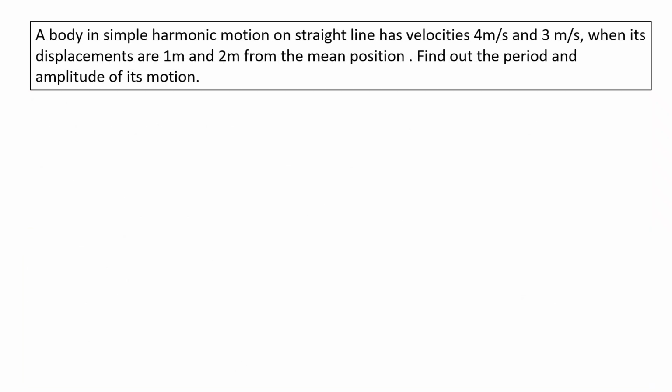A body in simple harmonic motion on a straight line has velocities 4 meter per second and 3 meter per second when its displacements are 1 meter and 2 meter from the mean position. Find out the period and amplitude of its motion.